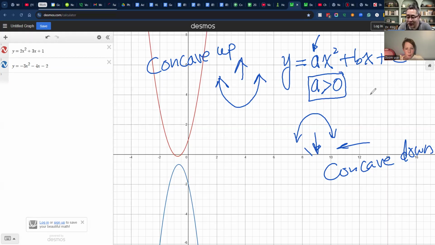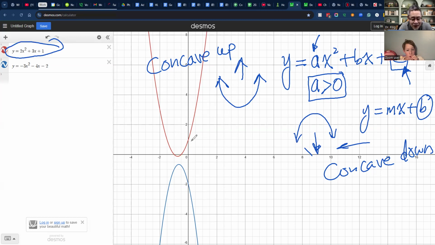Okay, and this coefficient c is like on the linear function, when we had b, the y-intercept. This is also the y-intercept, the c. You can see on the first one, the c is 1, so the y-intercept is exactly here, which is 0, 1. And on the second one, the c is negative 2, and if you look at the y-intercept, it is 0, negative 2. Good.